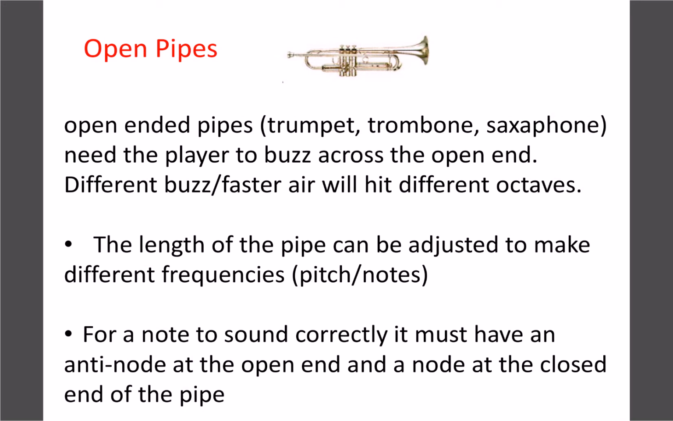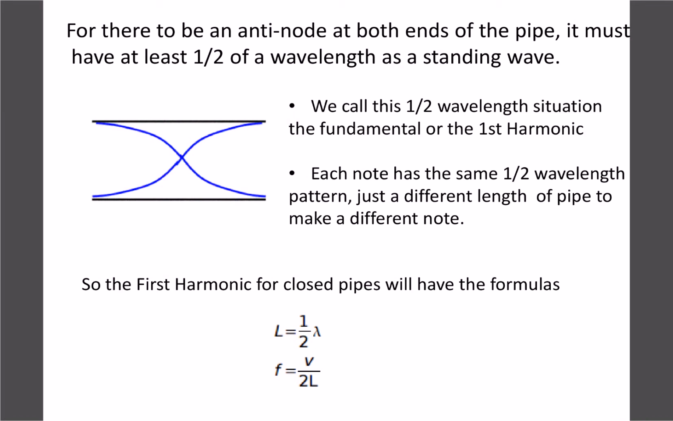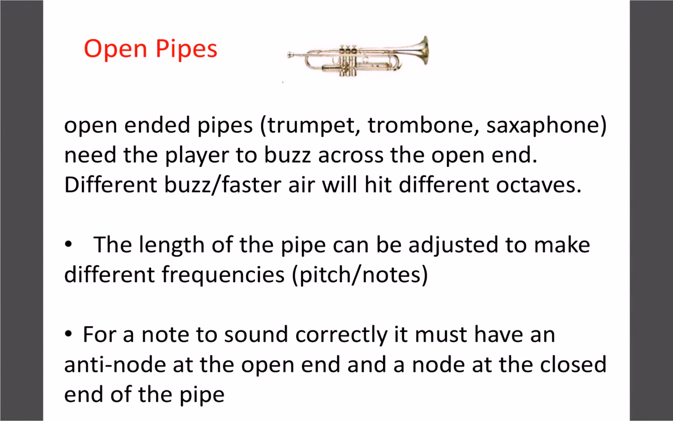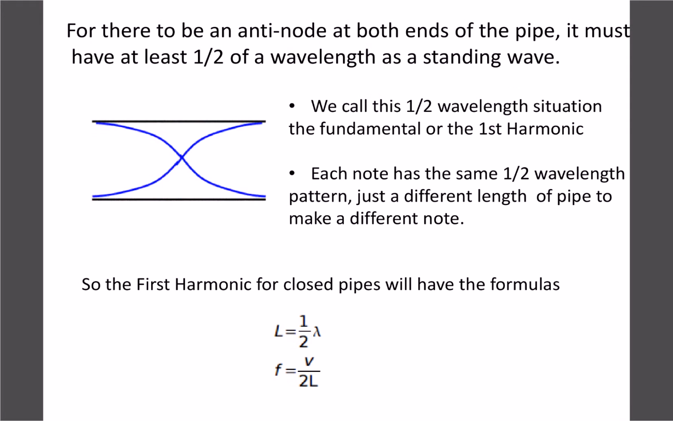So for open pipes, we must have an antinode at one end and a node at the other. I got this mixed up here. For an open pipe, they should both be open. Sorry, there's a bit of a typo. So we should have an antinode at the open end and another antinode at the opposite open end. So both antinodes at either end.